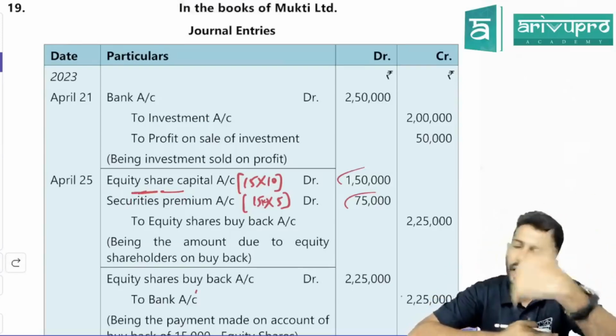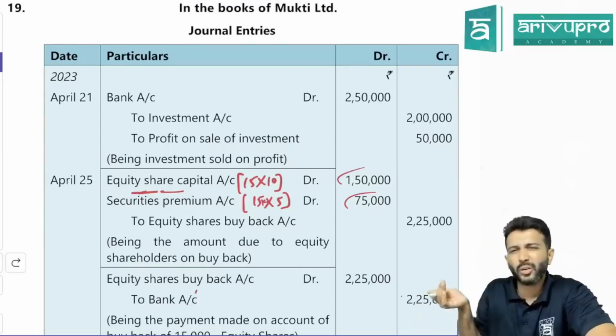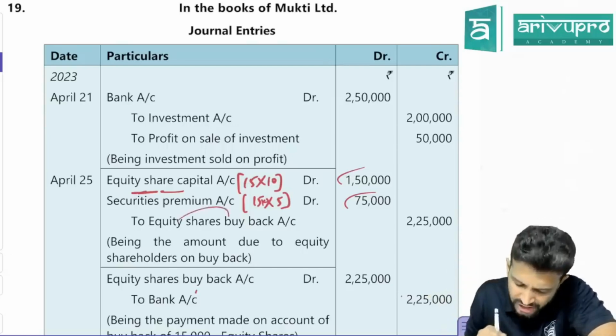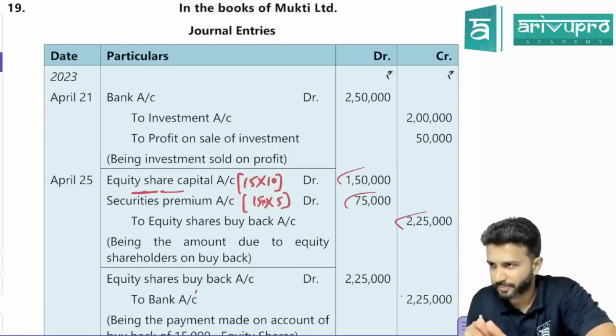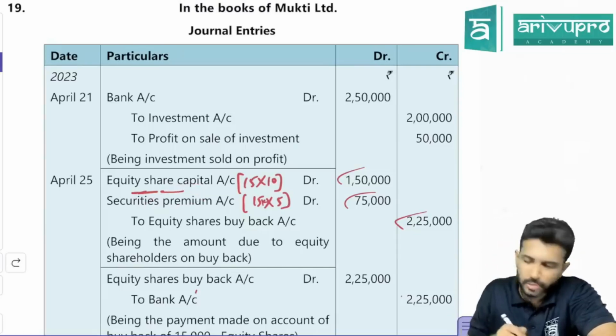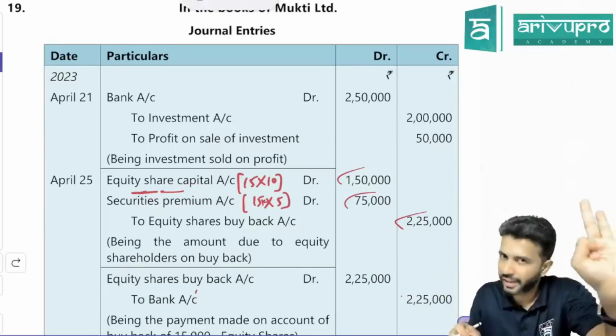Okay, sir. And the credit will be given to the equity shareholders account. No, our study material uses equity share buyback. How much we need to pay? 2,25,000. That is one. Premium we have already transferred to securities premium, so that premium entry will not come.